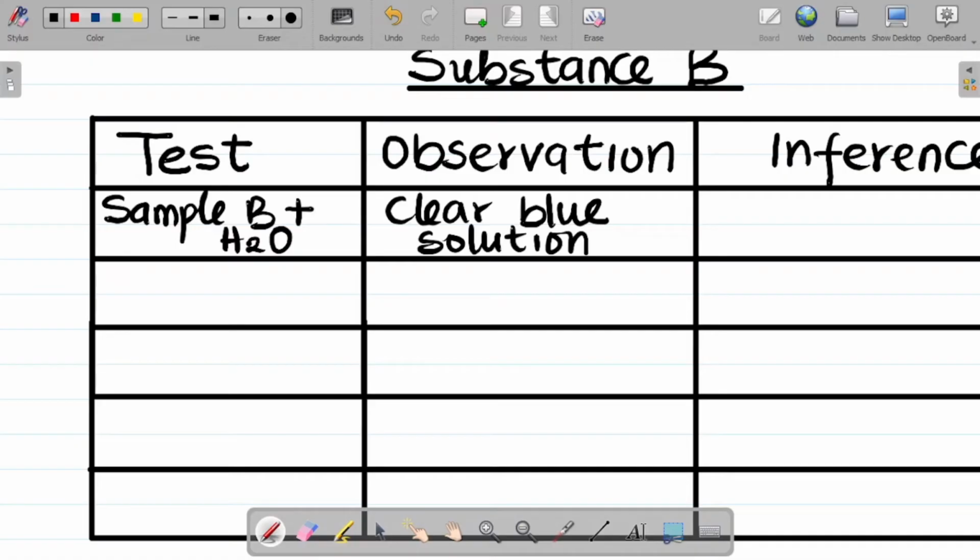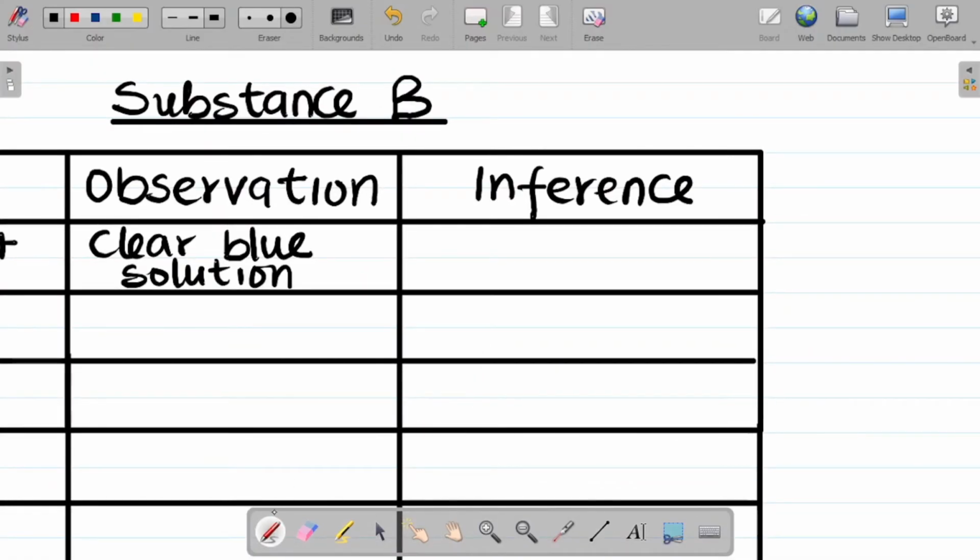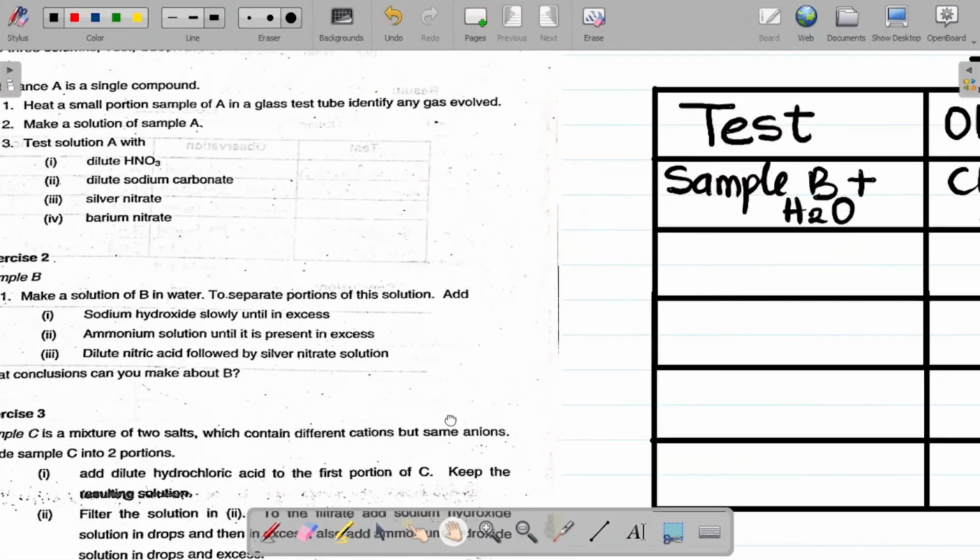So if I have a clear blue solution, what can I infer? Usually when you have a clear blue solution, the inference is that a soluble salt is present. So my inference here is that a soluble salt is present. Okay, what next? Let's look at the next one there.